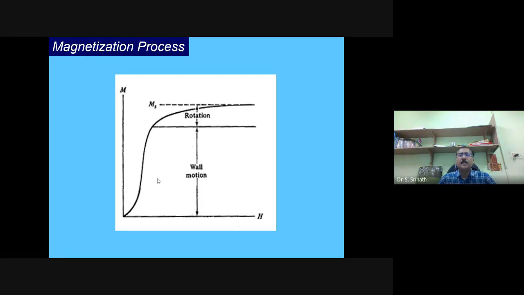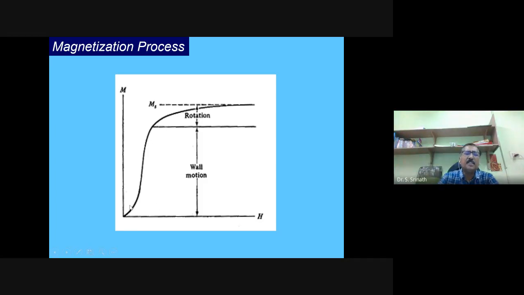That means the domain which is oriented along the field direction to start with. Suppose you have applied the field in some direction, there may be a domain already pointing in that direction, assuming that you have applied the field along the easy axis. If it is the hard axis, there may not be any such domains, then you have to do more work and this curve will not grow so fast. But I am assuming here that I have applied the field along the easy axis. So some domains are already oriented along it, but some are oriented anti-parallel to it, or perpendicular to it if it is a cubic crystal.